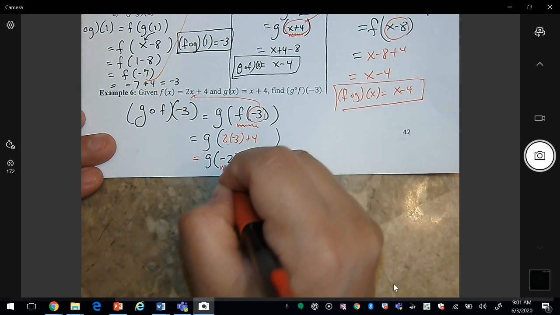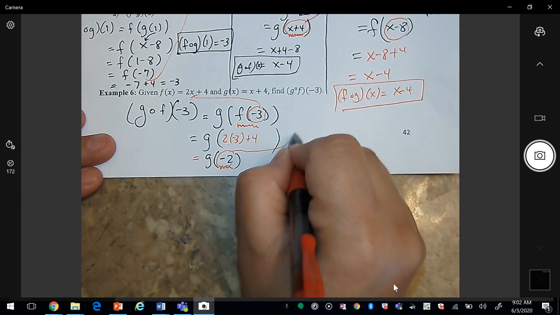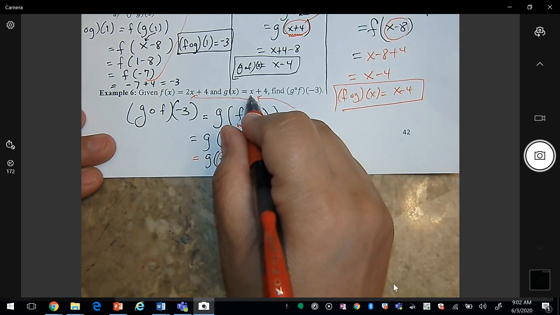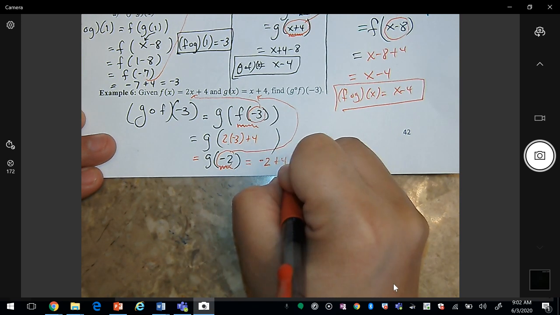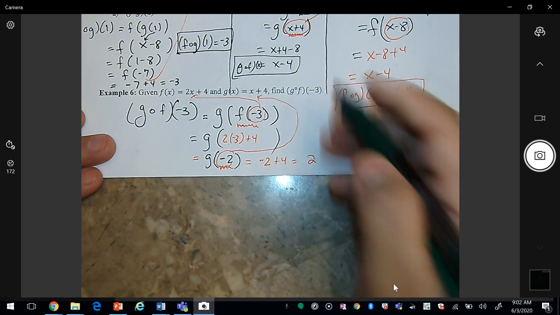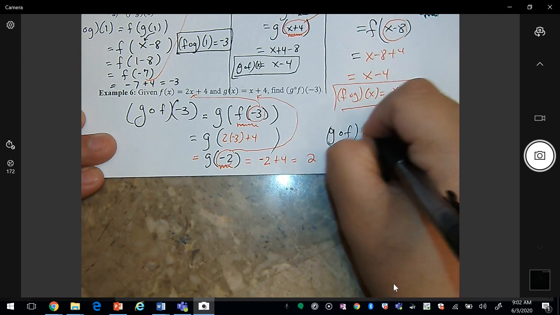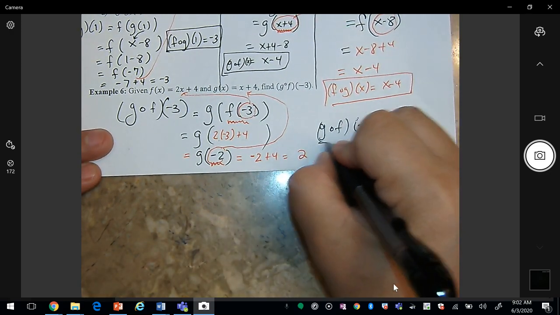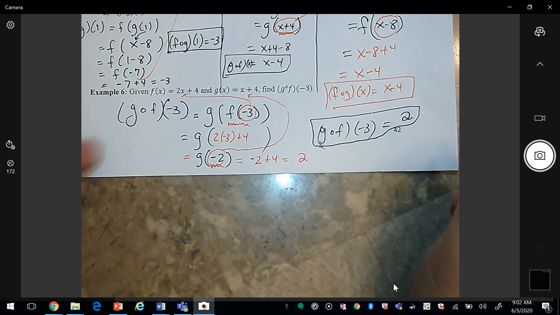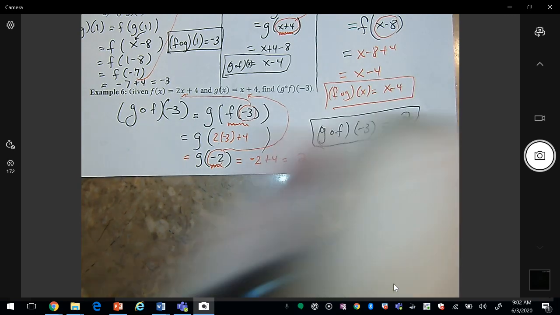So now we want to plug in negative 2 for the function g. So here's my x. So I'm going to have negative 2 plus 4, which is positive 2. So my answer for g composed of f of negative 3 is equal to positive 2. Okay, let's go to the next page.